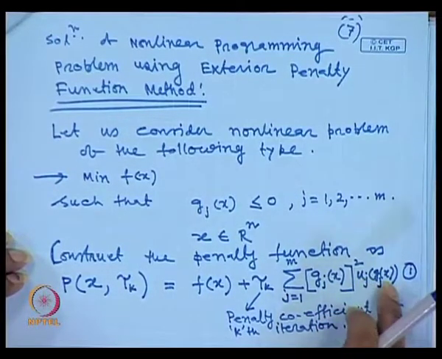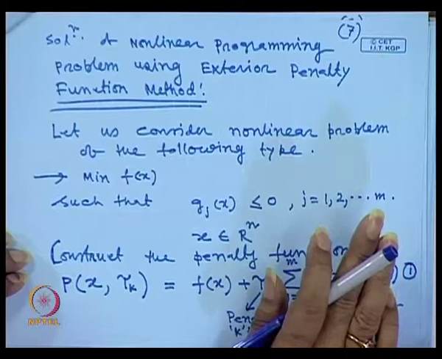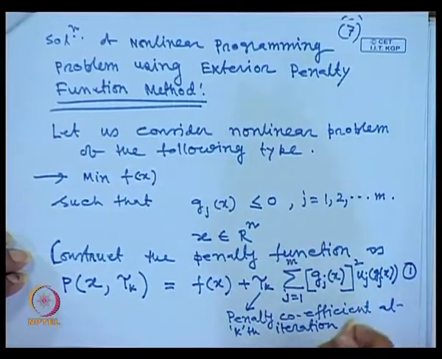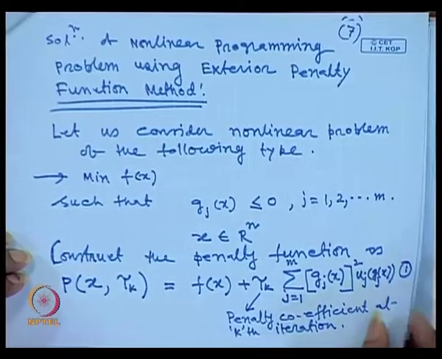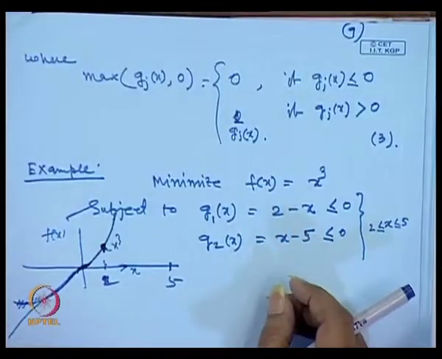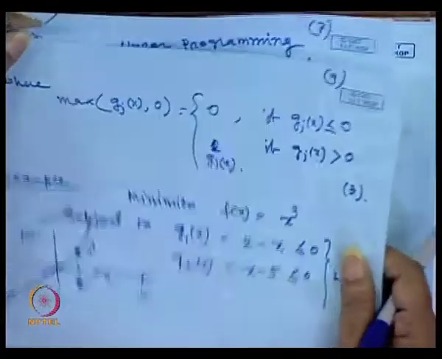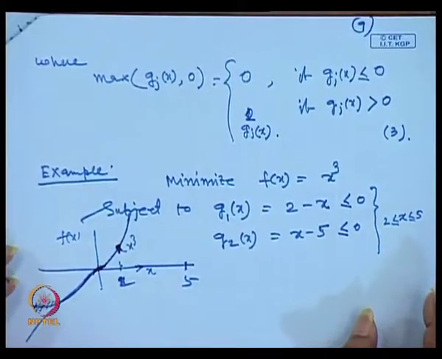If the constraint g j is satisfied, in the other sense that the point is in the feasible region, then the value of mu j will be 0. If the constraint is violated, meaning the point is in the infeasible region, the value of mu j is 1. That is what we discussed last class. Let us take an example and explain how this problem can be solved using the exterior penalty function method.